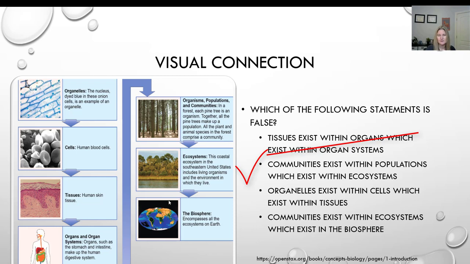So organelles exist within cells. So organelles do exist within cells, which exist within tissues. Yeah, that makes sense. Organelles exist within cells, which exist in tissues. So that one's true. How about communities exist within ecosystems, which exist within the biosphere? That one's also true. So the one that is not in the correct order, therefore is false, is that communities don't exist within populations. Okay, populations exist within communities. So the second one is the false statement.